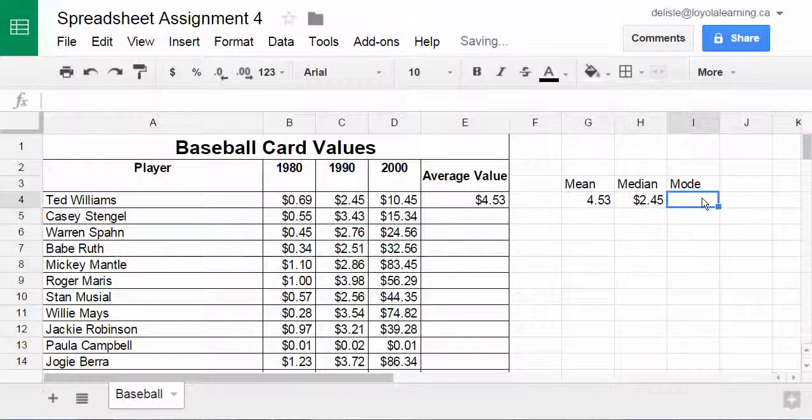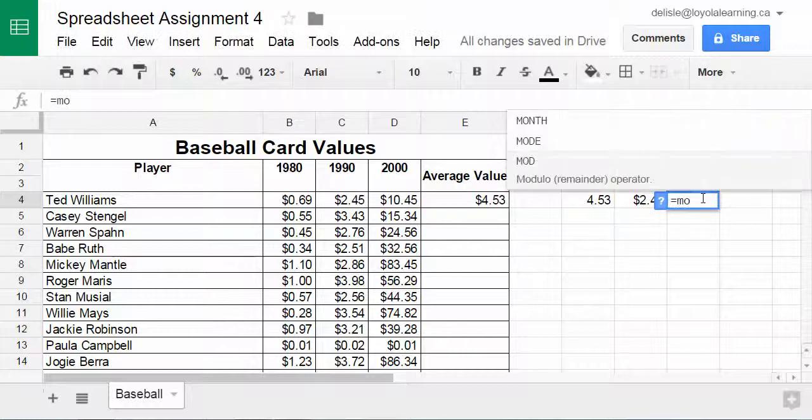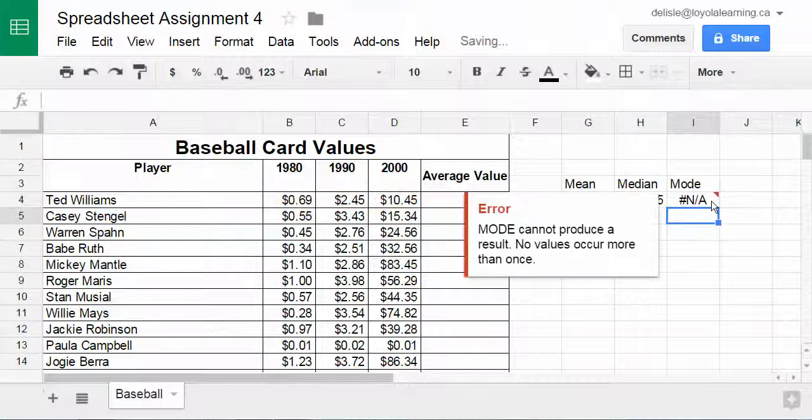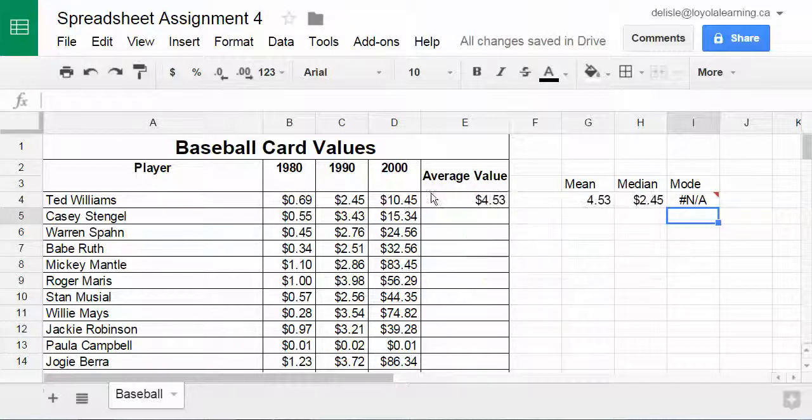Okay. And the mode, if you want to do that, equals mode. And that says the most occurring number, and sometimes it's not available because there's none that occurs more than once, so they're all the same. Okay, so we can do that for average value.